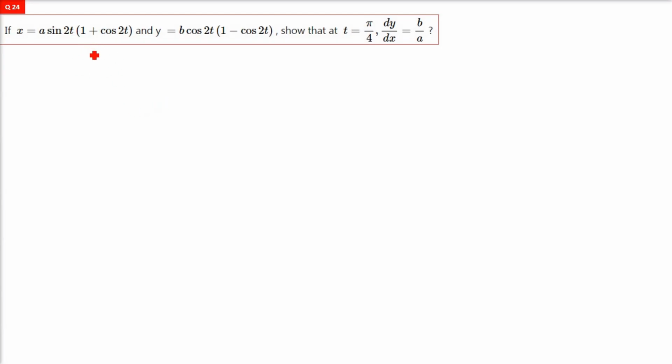So here you have x equals a sin 2t (1 + cos 2t), and y is b cos 2t (1 − cos 2t), at t equals pi by 4. Pi by 4 is 45 degrees. dy by dx has to be computed, and the answer is b by a. Okay.